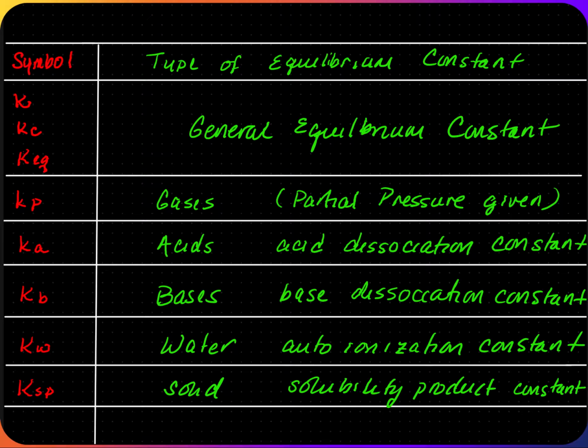There are many types of equilibrium constant. The process to solve is very similar. So Kc and Keq are general equilibrium constants. You will also see it in the other sections. Kp is for gases, it represents partial pressure. Ka is the acid dissociation constant for acids. Kb is used for bases and is known as the base dissociation constant. Kw is used for water and is usually the autoionization constant of water. Ksp is for solids and is the solubility product constant. However, the process to solve is the same as the general equilibrium constant.